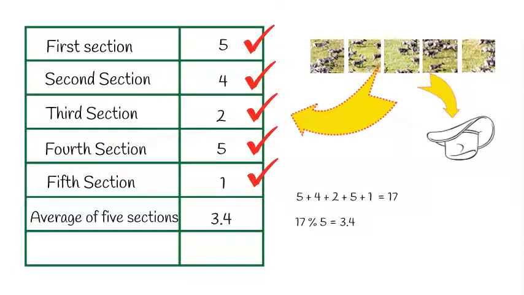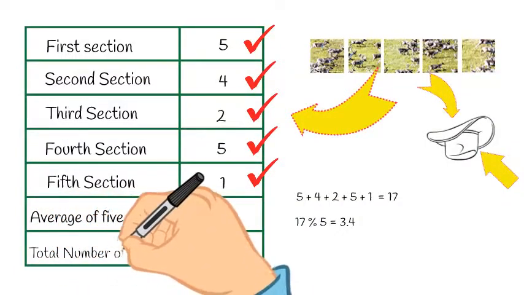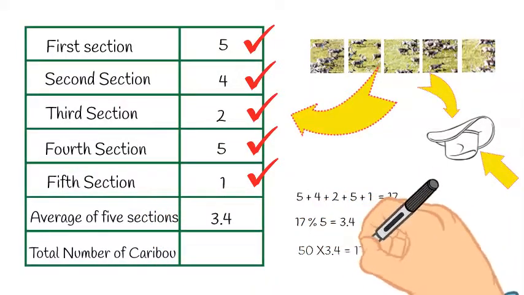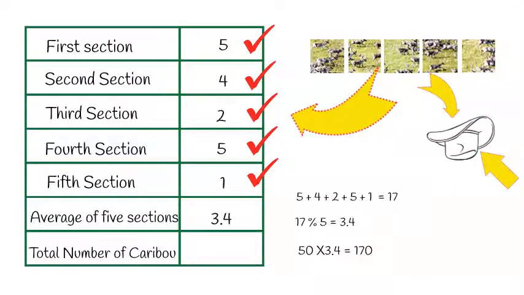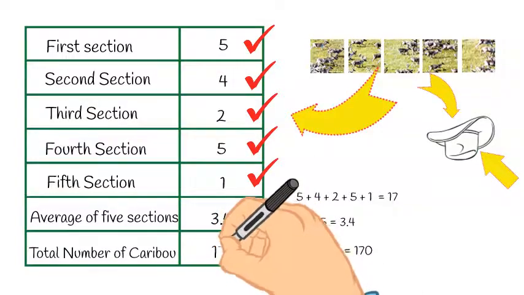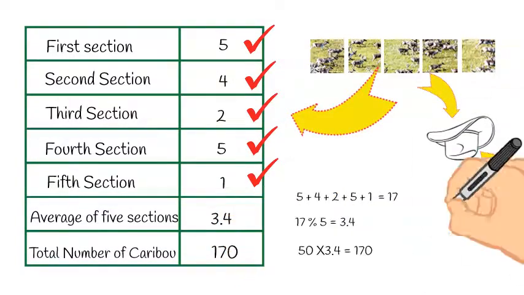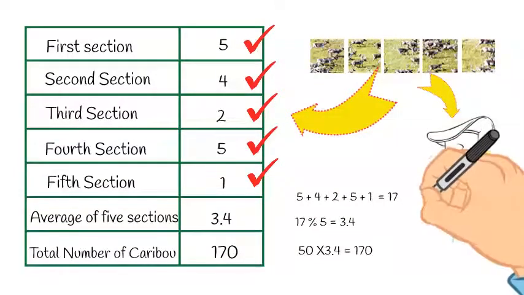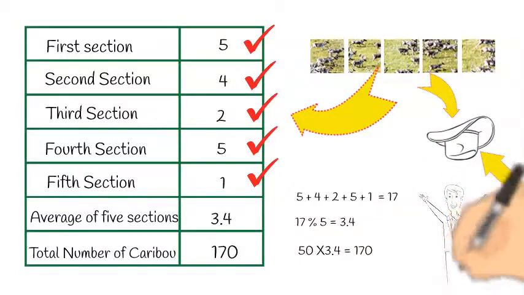I have a question. How many sections are in the hat? Right, it is 50. So we cut 50 sections. Right? How many caribou are in this hat? Yes, it is 50 times 3.4. 3.4 is the average number of caribou in a section. Then the total number of caribou is 170. We say it is the estimation of the caribou population.